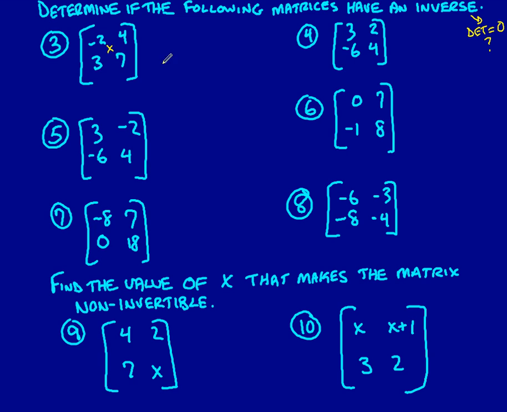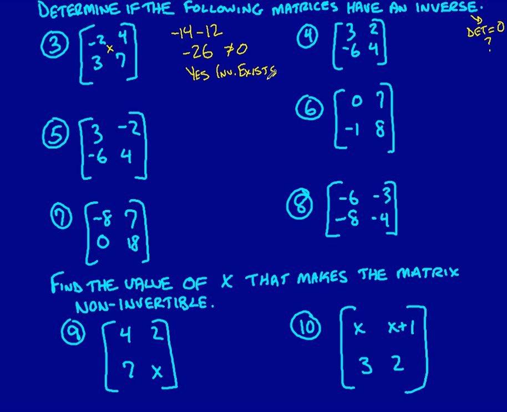So, to find the determinant, we cross multiply. Negative 2 times 7 is negative 14. 3 times 4 is 12. We subtract them and I get negative 26. That does not equal 0, so that means that there is an inverse. So yes, an inverse exists.